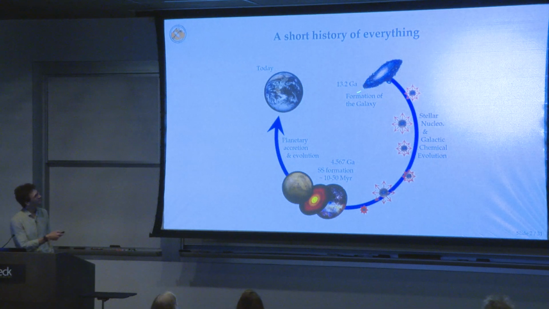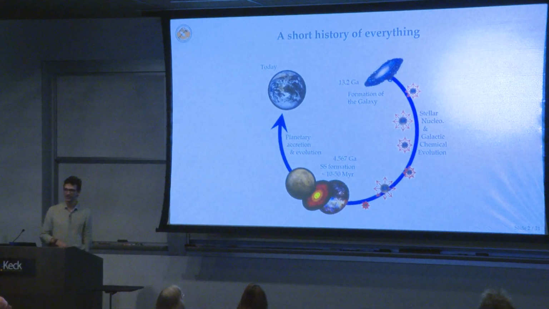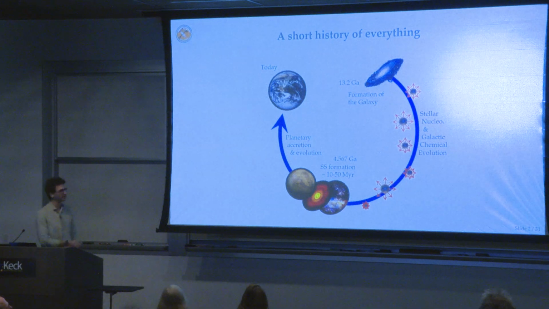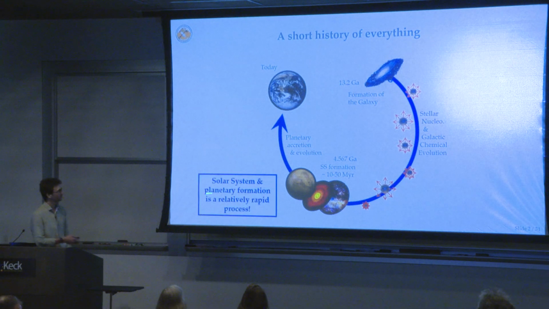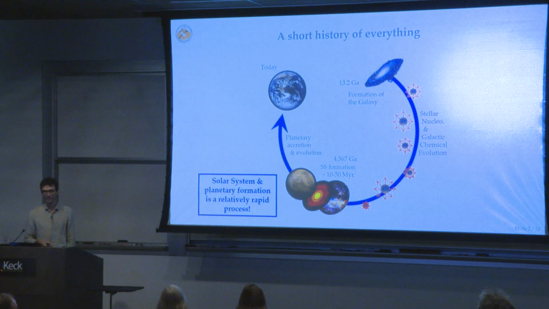About 13 billion years ago, the galaxy formed, and there is 9 billion years of galactic chemical evolution that happens until the solar system forms. In comparison, that's a very, very short event. It takes only 10 to 50 million years to go from gas and dust to planets as we know them. And we are trying to study this exact process standing here today.